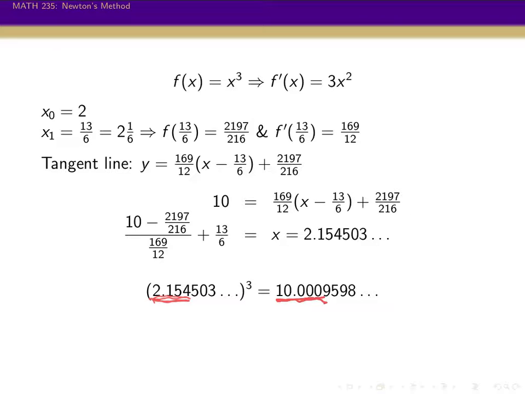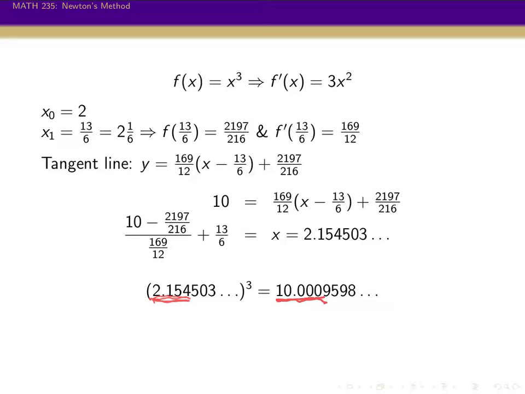What would we do to make it more accurate? Well, we would just run it through this process again. Each time that we run it through, we would get more and more decimal places correct to what is the actual cube root of 10. And so this is a trick that, as I said at the beginning, Newton came up with. It's called Newton's method.